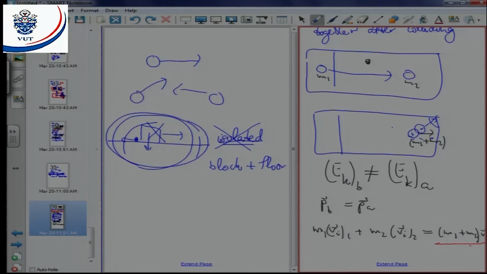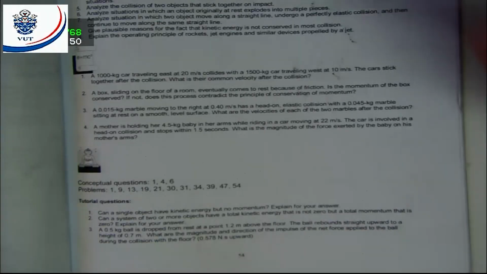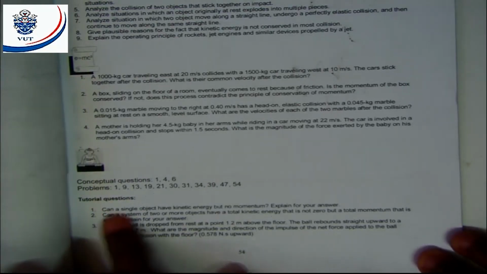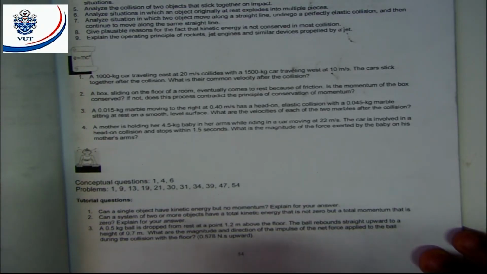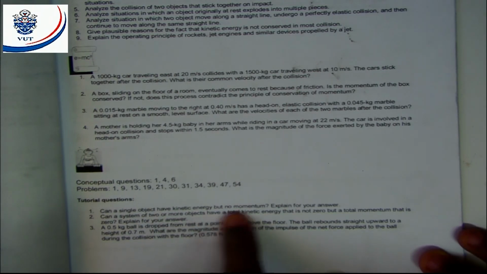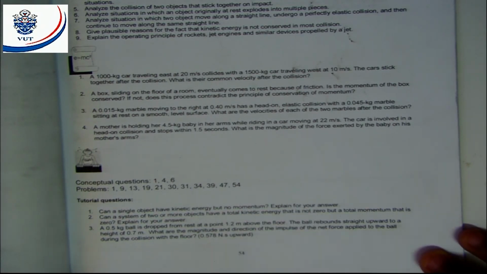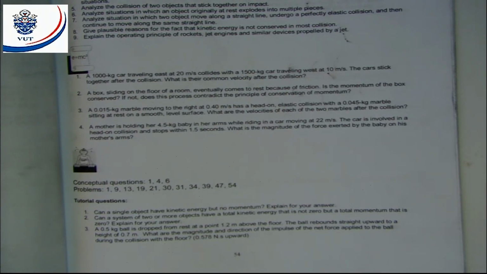Okay, so now we have completed the section. Now we want to study some examples. The examples I'm going to look at are from the study guide. So if you can now go to page 54. Okay, so page 54 of your study guide. In particular, we're going to start with question 1, from the tutorial questions. Can a single object have kinetic energy but no momentum? Explain your answer. Okay, so how do we answer a question like this?